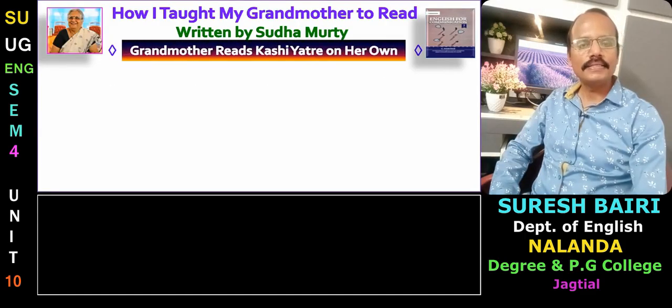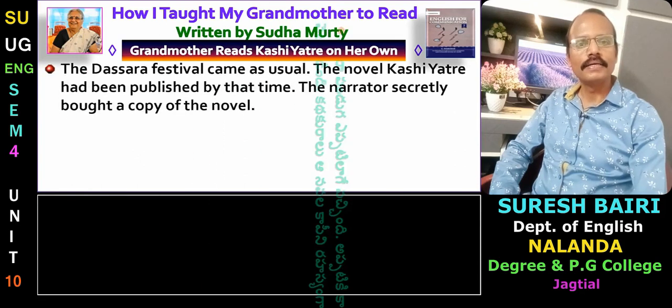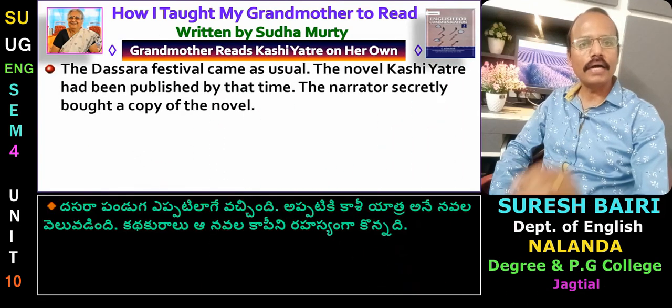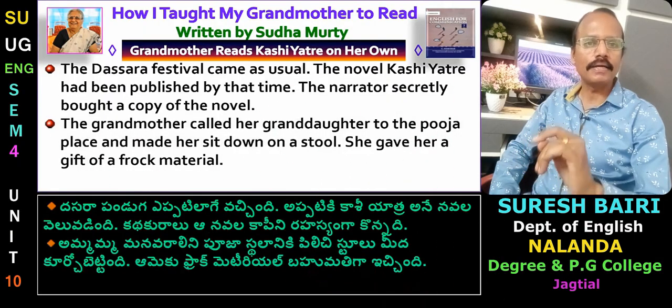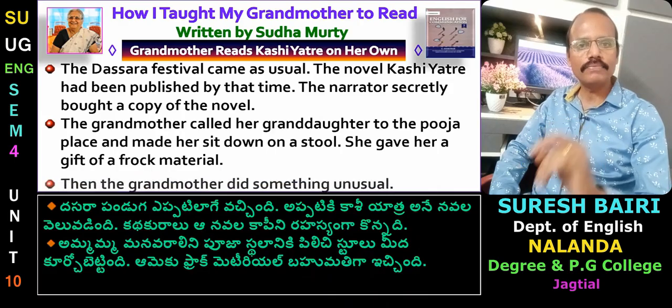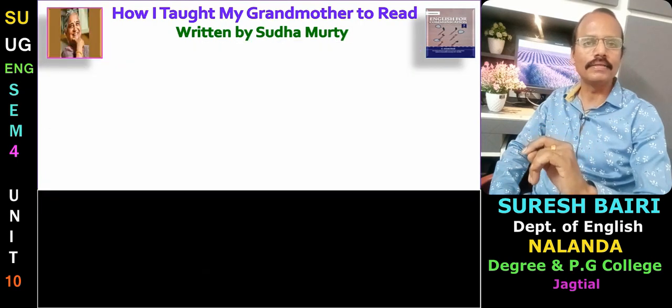Now let's see, how does grandmother read Kashi Yatre on her own? The Dasara festival came as usual. The novel Kashi Yatre had been published by that time. The narrator secretly bought a copy of the novel. The grandmother called her granddaughter to the puja place and made her sit down on a stool. She gave her a gift of frock material. Then the grandmother did something unusual.